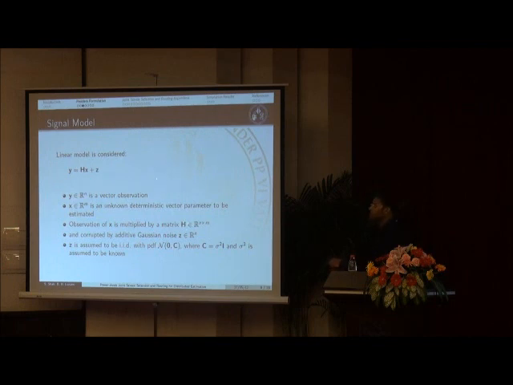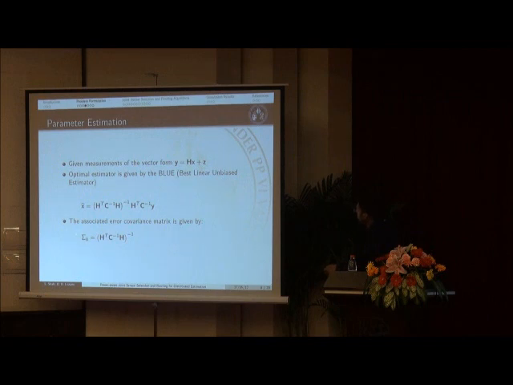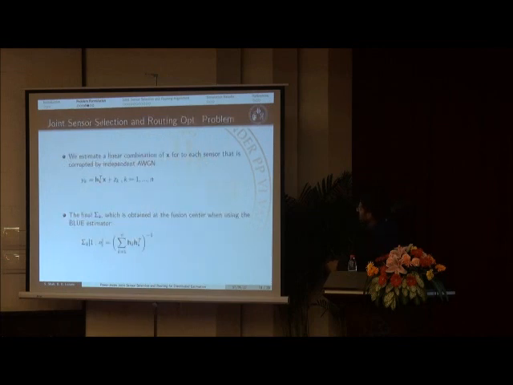And H is the matrix that contains the small h. For example, H is R, N by M. So N sensors have M measurements each: H 1M, H 2M, like this. In this case, the estimator will be given by this equation, and the associated error covariance matrix is given by sigma x. Now considering only the measurement from an individual sensor, for example sensor K, it will be a scalar, yk equals sk transpose x plus zeta k. Then the final error covariance matrix can be given by this matrix.